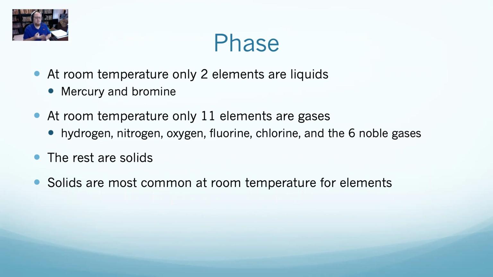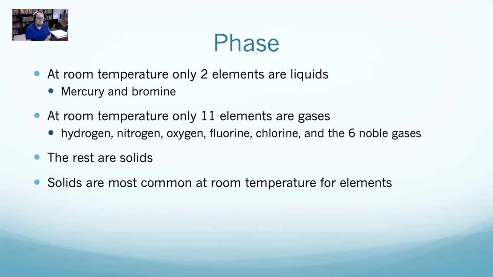It's hydrogen, nitrogen, oxygen, fluorine, chlorine, and the 6 noble gases. It's of note, all those ones that are gases are those diatomic ones. It's not all the diatomic ones because there's also iodine. Is that what I'm missing? 2, 3, 4, 5, 6, 7. Yep, I'm missing iodine. And I'm missing something else. Oh, bromine. I'm missing iodine and bromine. But the rest, those are the only ones that are gases at room temperature. The rest is solid at room temperature.